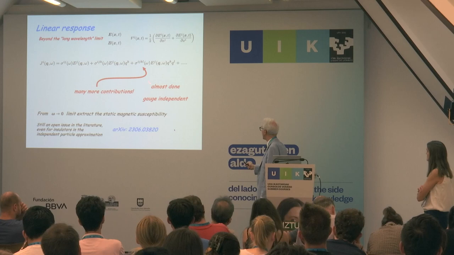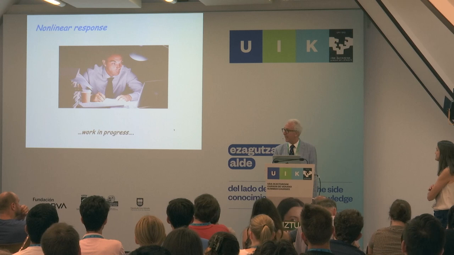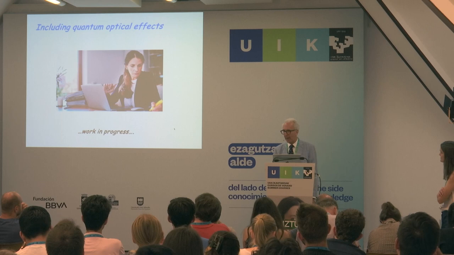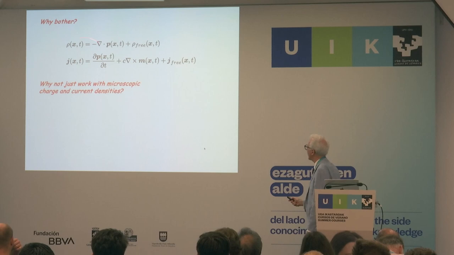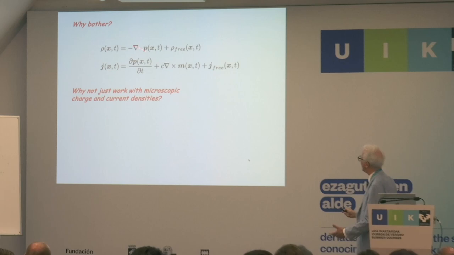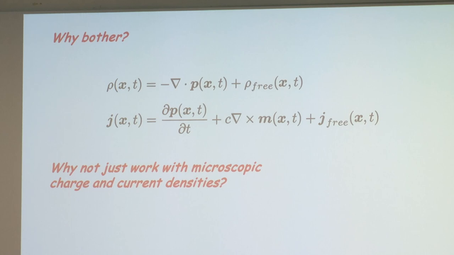Okay, we are working on nonlinear response. I'm almost done, okay? We are working on including quantum optical effects. Let me just finish up a little bit with a perspective, because you're probably thinking, why is he doing all this stuff? You could say, well, here's this, but why do you introduce these P's and M's and so on? Why not just work with microscopic charge and current densities, and just do it that way?